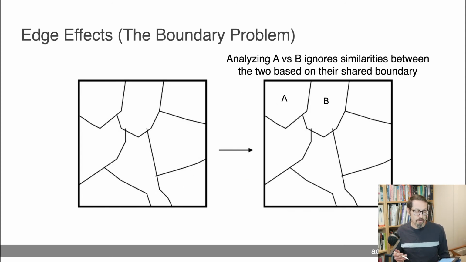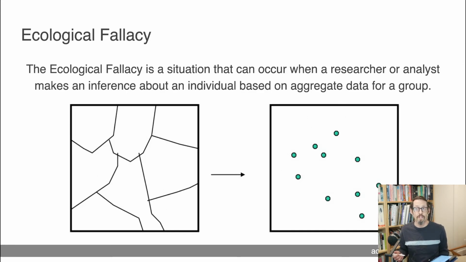And of course, when two regions A and B share borders either internally or externally, there may be more similarities between them than you would want to account for in your model. So these are all different forms of edge effects.